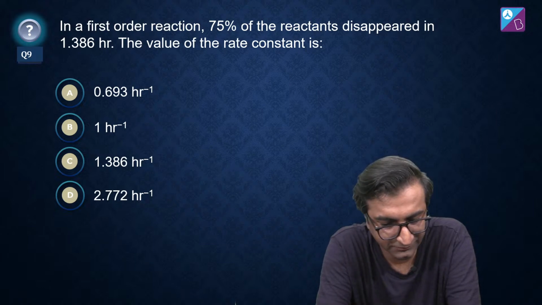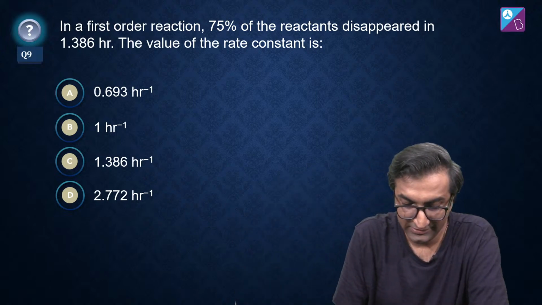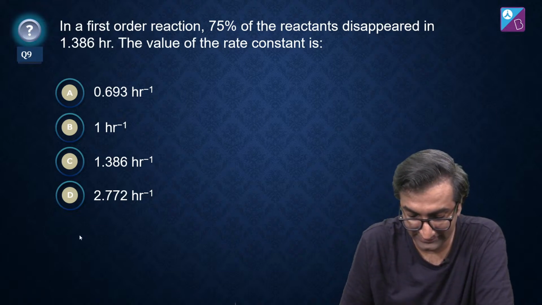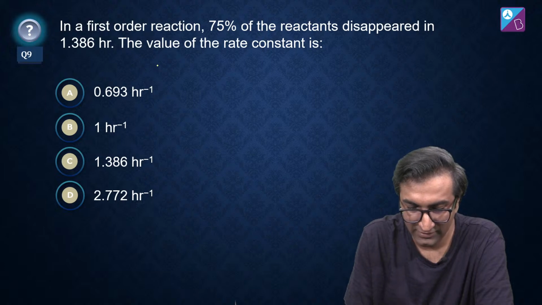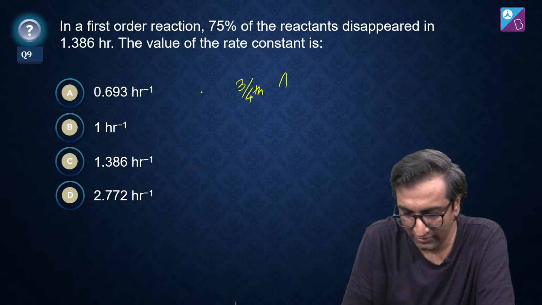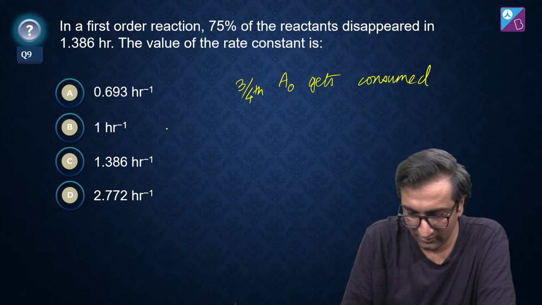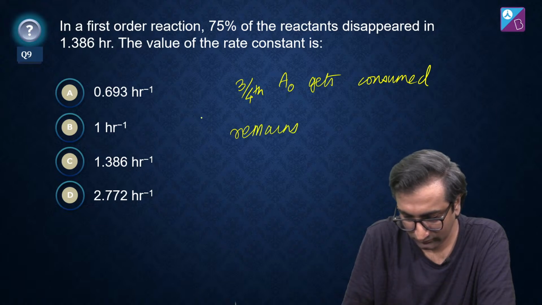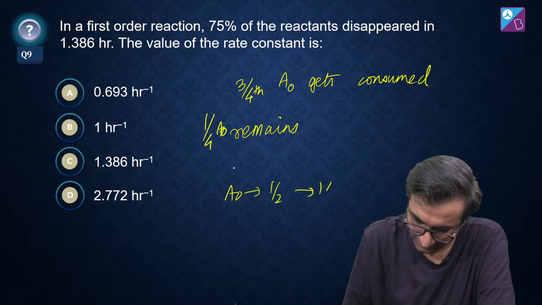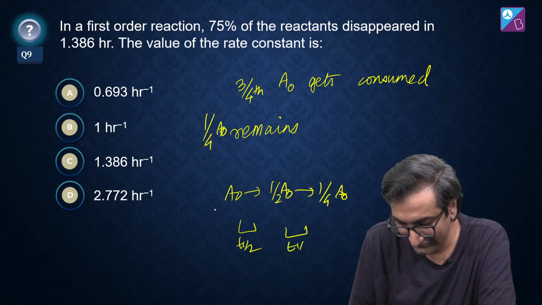What do you think about this one? How are you guys doing this? देखो, 75% of the reactants disappear. There's 2 ways to do this. I strongly recommend you don't do it the second way. What is the first way? The first way is 75% of the reaction मतलब 3/4 of A naught gets consumed. यानी कि remains कितना, मतलब कि A naught becomes half, then becomes 1/4. मतलब this is T half, this is T half. This is way number 1.